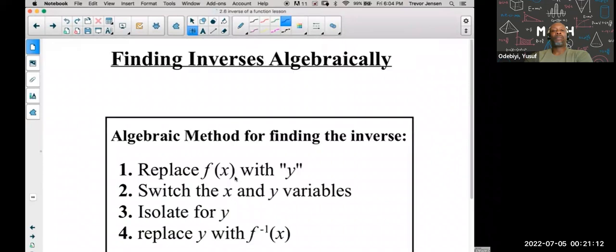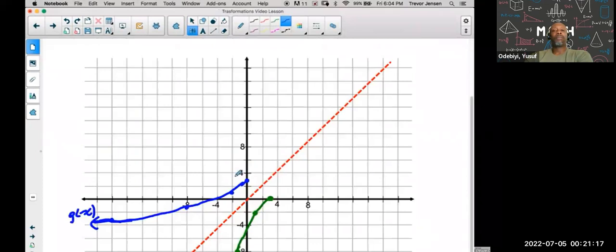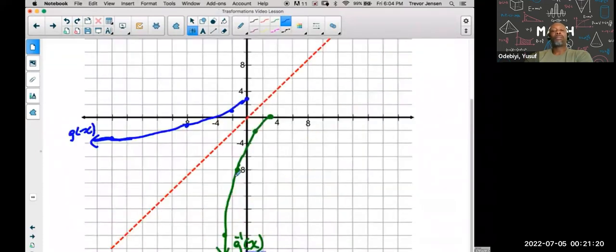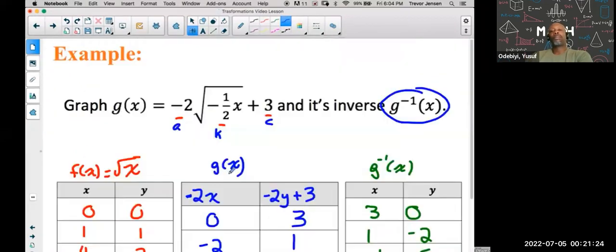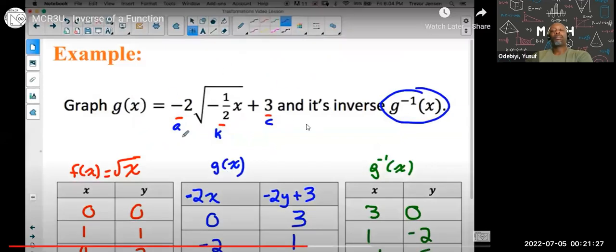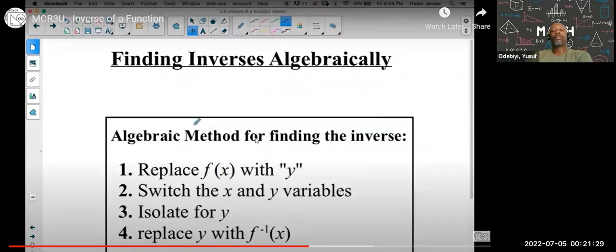Next thing I want to look at: okay, we can make the graph of the inverse, but what if I wanted to write the equation of this inverse function? Here's what we're going to have to do to write the equation algebraically. The equation part is more important, because a lot of times you're not going to be doing the graph. I give you the original function and then you give me the inverse function equation. So that's where you need to follow this.